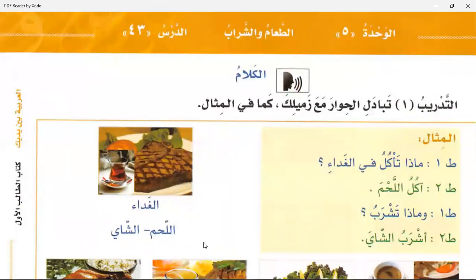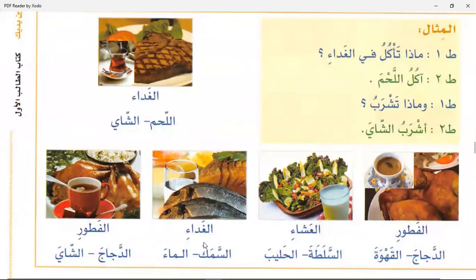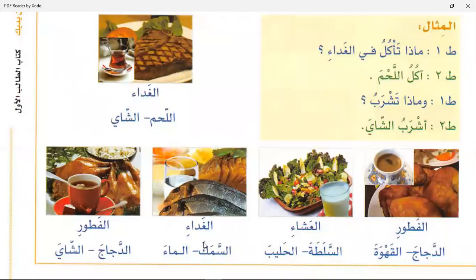Next we have Al-Wadatul Khamisa, At-Tam wa-Sharab, Dars Thalith, Al-Kalam. At-Tadrib Al-Awwal: Tabadal Al-Hiwara Ma Zamilika Kama Fil Misal. The example: First student: Ma-Za Ta'kulu Fil Ghada? What do you eat at lunch? Second student: Akulu Al-Lahma. I eat meat. First student: And what do you drink? Second student: Ashrabu Ash-Shai. I drink tea.